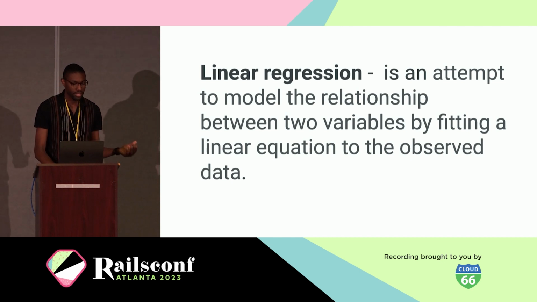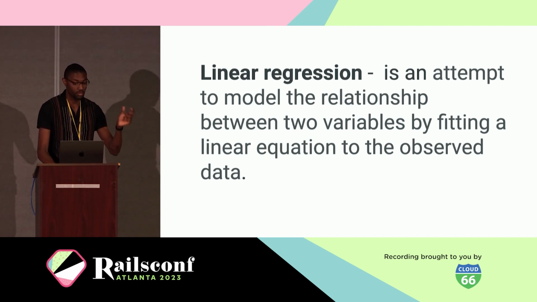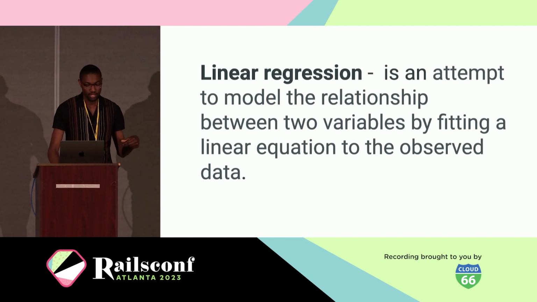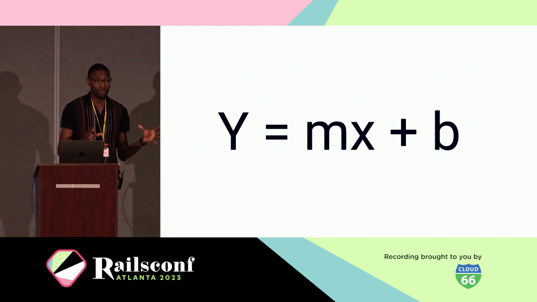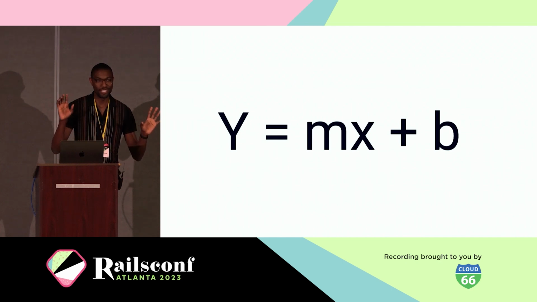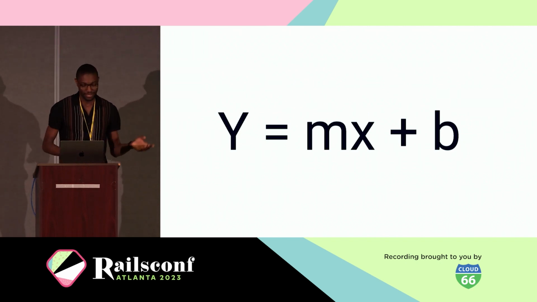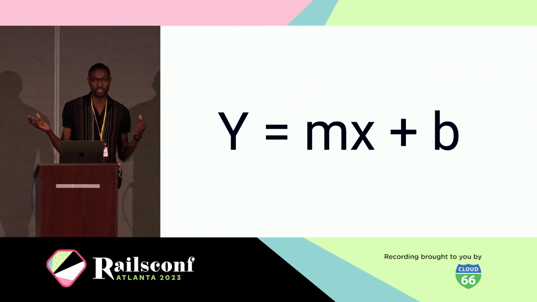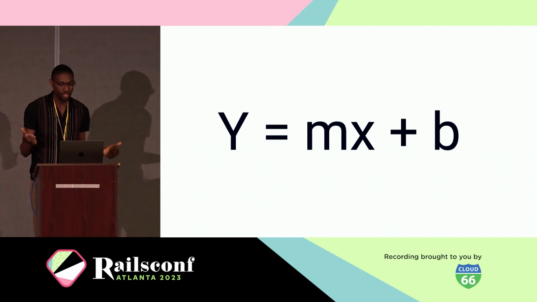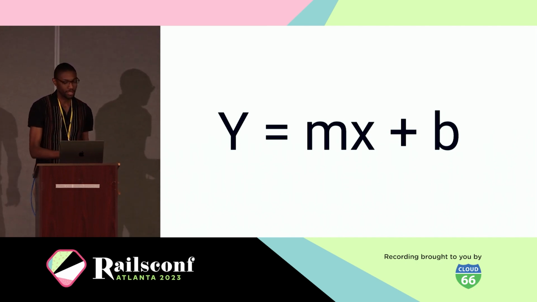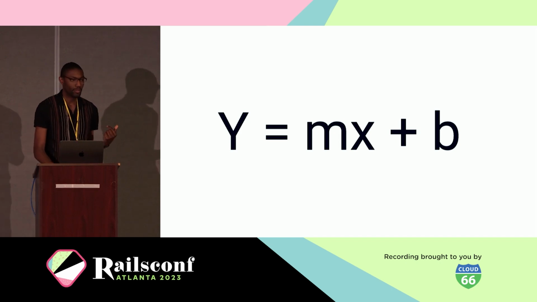Linear regression is an attempt to model the relationship between two variables by fitting a linear equation to the observed data. So you may remember this equation. Does anybody know what this is? If you don't, your teachers yelled at you, failed you. No, I was kidding. Yeah, slope. This is the equation for a line. So y equals mx plus b. Someone said slope, so the m is the slope, and the b is the y-intercept.